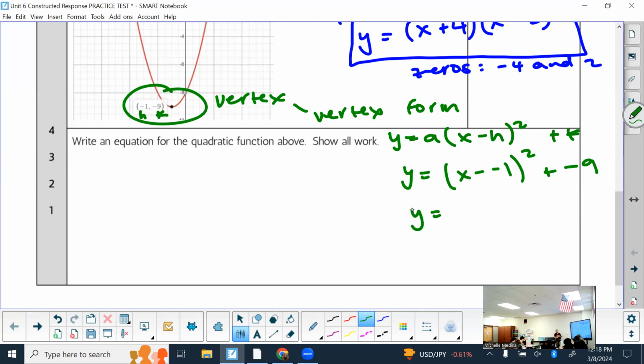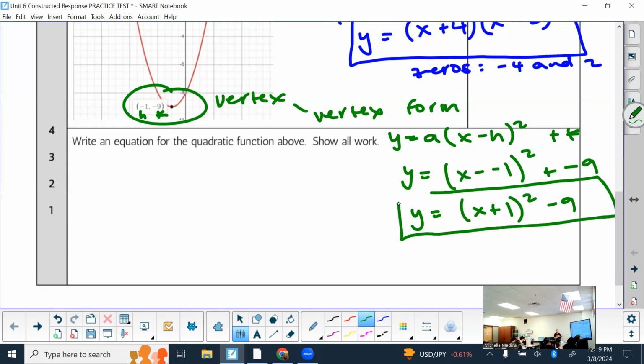When I clean up these symbols, what happens with this double negative? Becomes a positive. And then adding a negative is the same as just subtracting. So we wouldn't really write plus -9. And then I would go and type this into Desmos and make sure it hits at all those 3 points that were clearly shown on the graph.